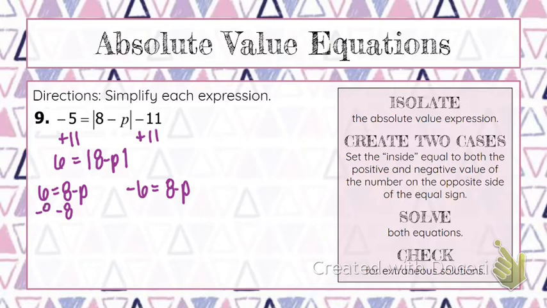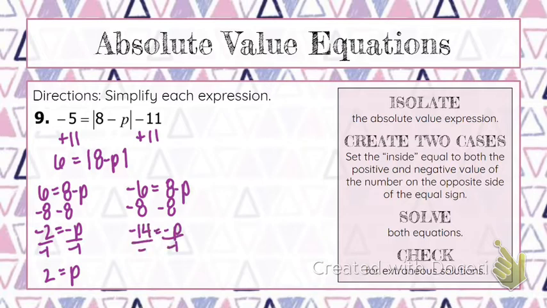So subtract 8, we get negative 2 equals negative p, divide by negative 1, and we get positive 2 equals p. Here we'll subtract 8 again, we'll get negative 14 equals negative p, and divide by negative 1, we get 14 equals p. Then we're going to plug both of those into this more simple version.